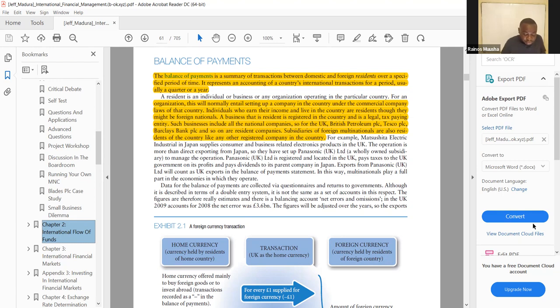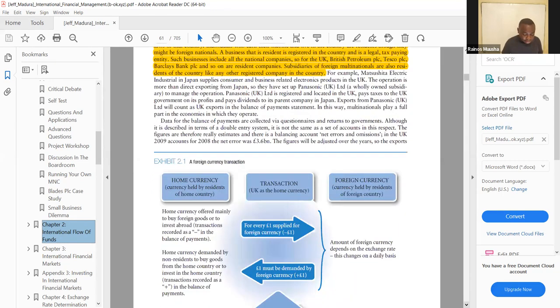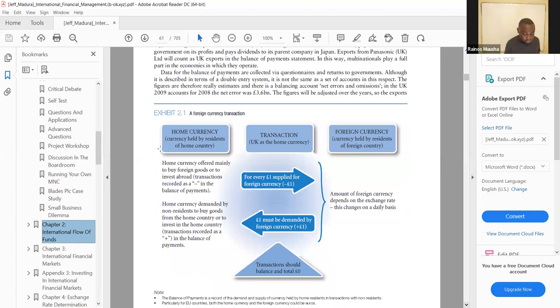So here they say subsidiaries of foreign nationals are also residents in the UK, like any other registered company in the UK as well. So when you look at foreign currency transactions, we're given this diagram, which gives us a summary of the foreign currency transactions, where they say you have the home currency, which is the currency held by residents of a country. And in this case, they tell us that the home currency is offered mainly to buy goods or to invest abroad, right? So we use the home currency to buy goods or to invest abroad as well.